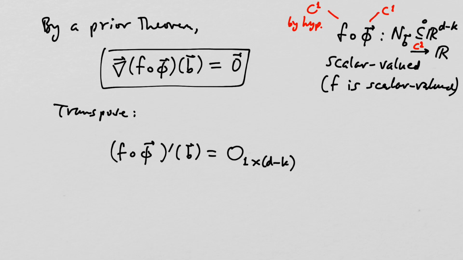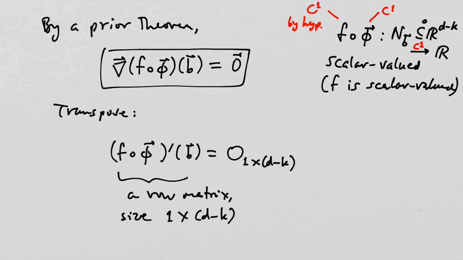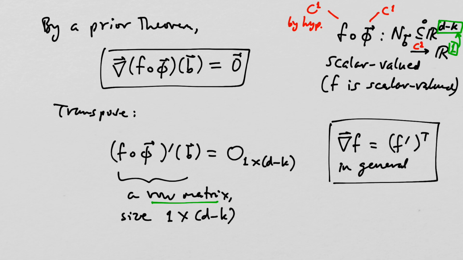So the derivative is like a row matrix, size 1 by d minus k. Oh, why is it d minus k? It's because you're going from d minus k space to one space, so you have to read it backwards. When you transpose that row matrix to get a column, meaning a vector, that's what we call the gradient. So, in general, the gradient of f is the Jacobian derivative transposed. So we can take this theorem and sort of transpose it and get that.